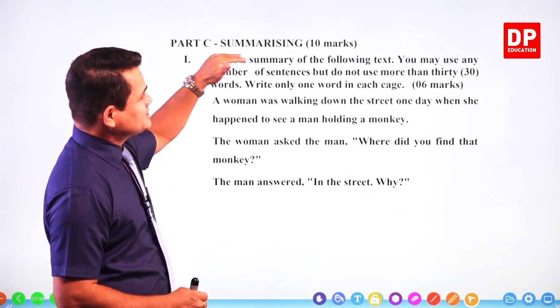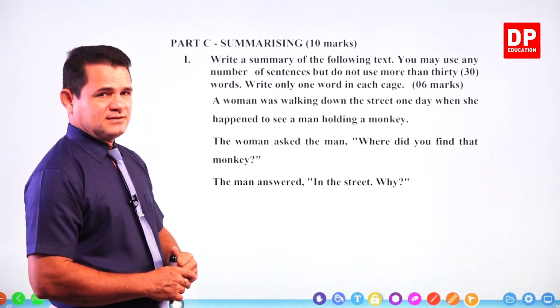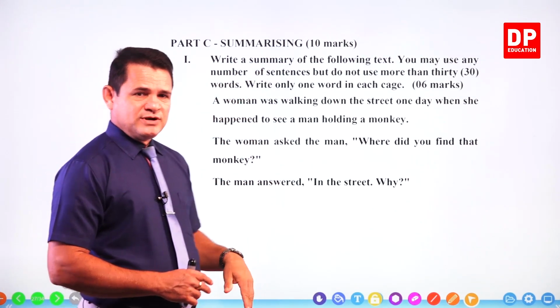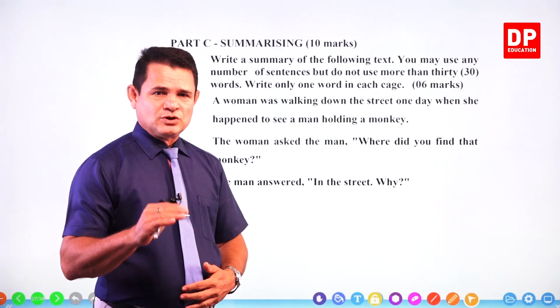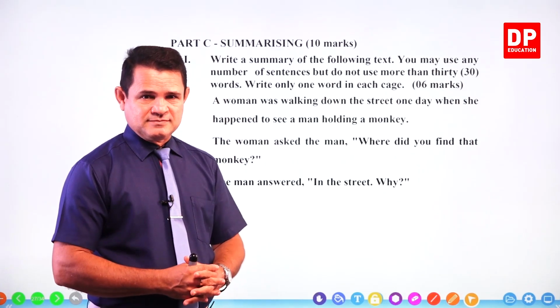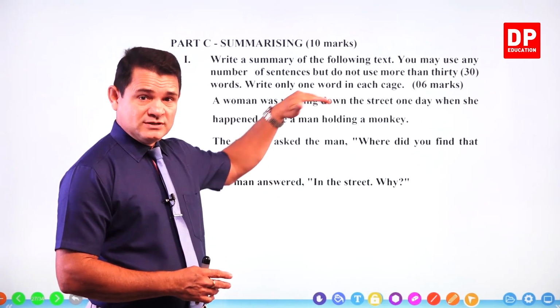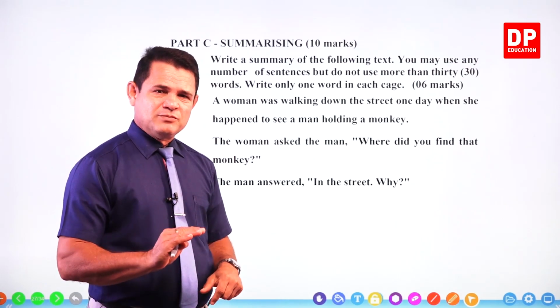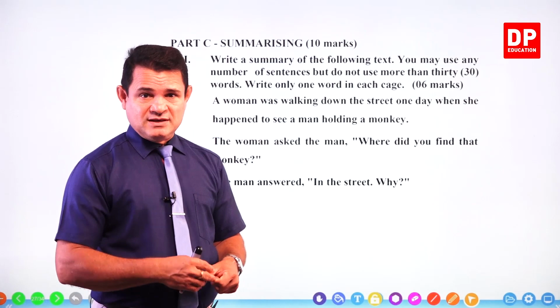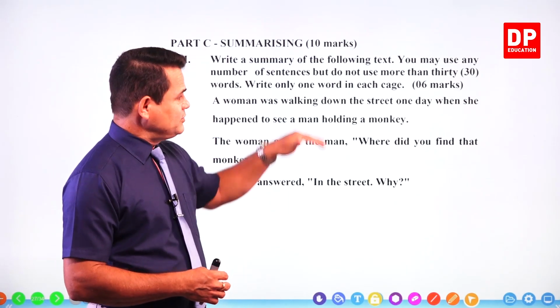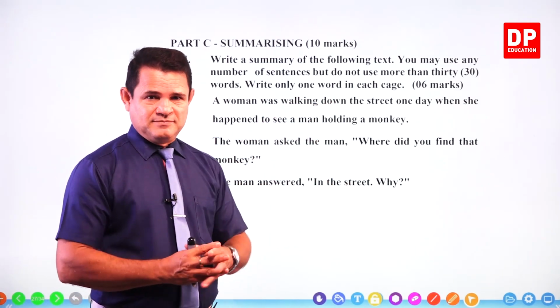Part C, summarizing. This part I told you at the beginning. So summarizing is not there in the new syllabus. This was there in the old syllabus. But this is important for your life, because in future examinations you will have to answer questions of this type.